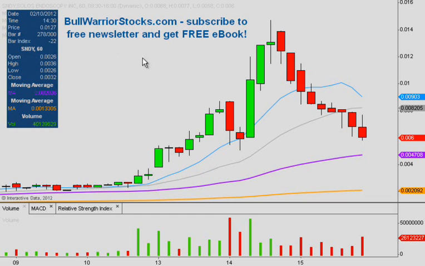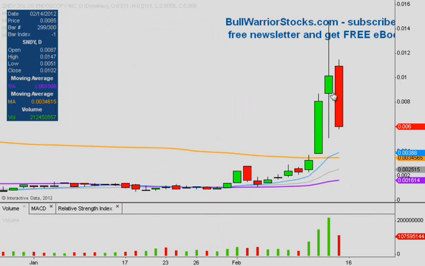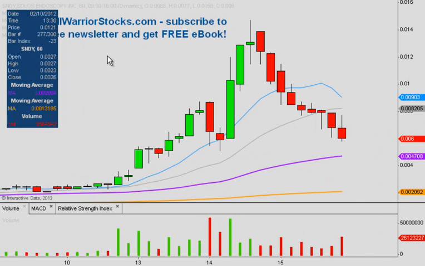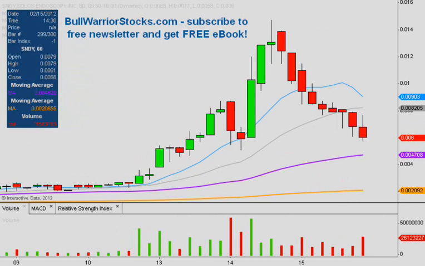I wanted to do an intraday time frame like this because I think it does a much better job showing what's going on with the chart, rather than looking at the daily chart, which just pretty much shows a big red candle like that. I think we can gather a lot more from it by looking at the 60-minute chart right here.